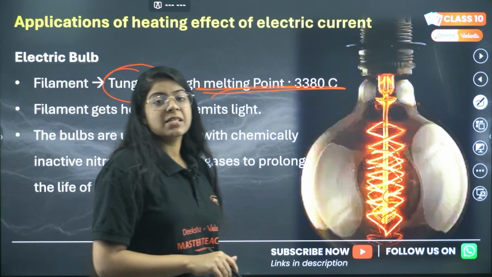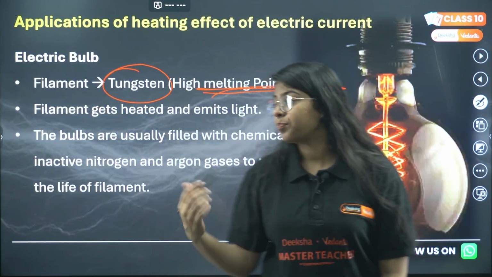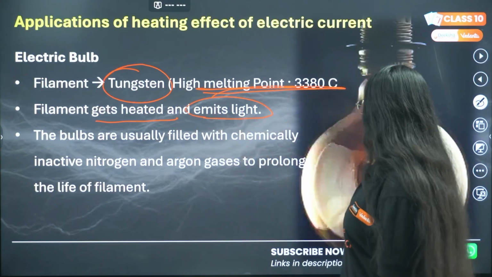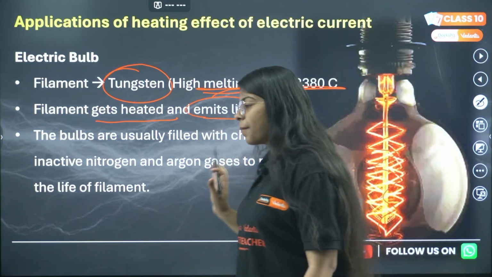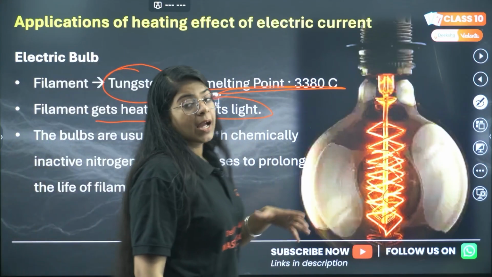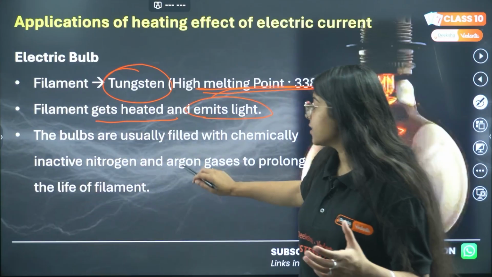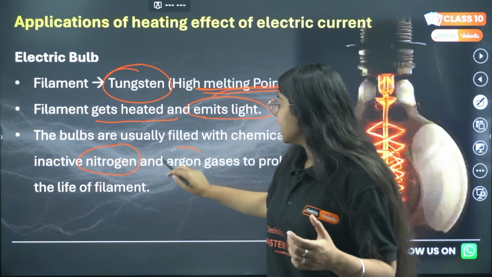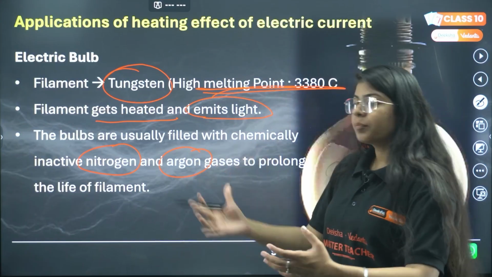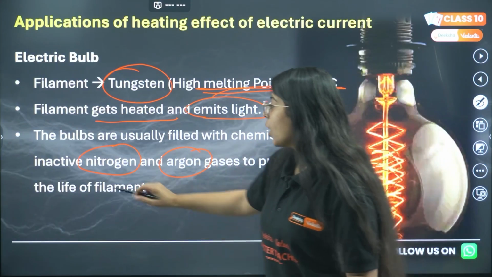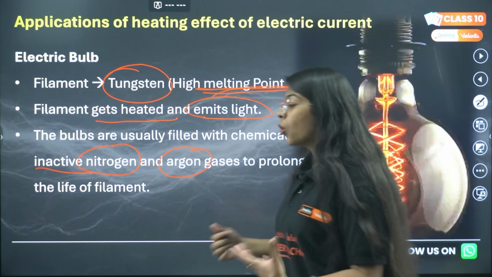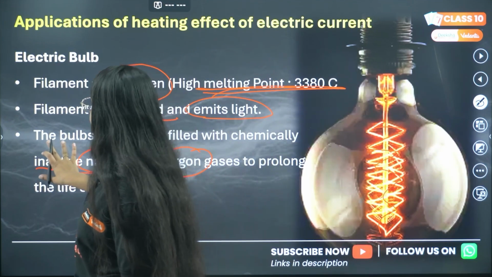The filament is made up of tungsten. This gets heated up and emits light, and the air around this filament inside that glass bulb is filled with inactive gases like nitrogen and argon. Inactive means that they do not react with each other or with another material in that bulb. So bulbs are made with inactive gases like nitrogen and argon to prolong the life of the filament.